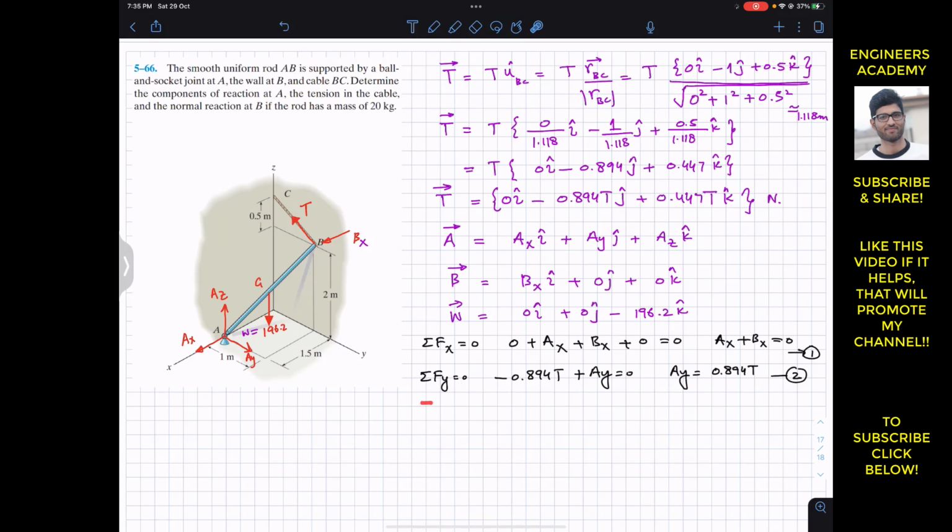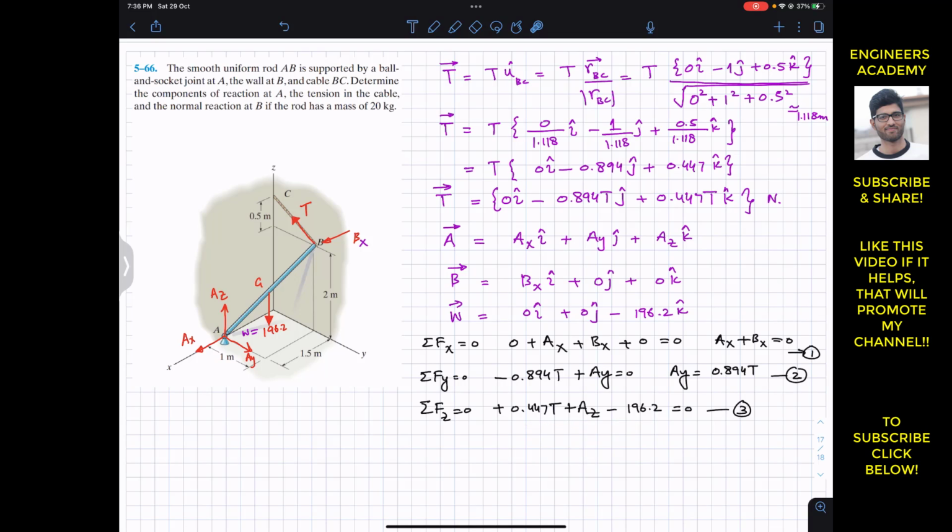Similarly, if we apply the summation of forces along the Z axis equals 0, we have to add up all the Z components, the k component. So this is 0.447 T, then we have AZ, and then we have 0 and minus 196.2, and this is equal to 0. So this is equation 3.